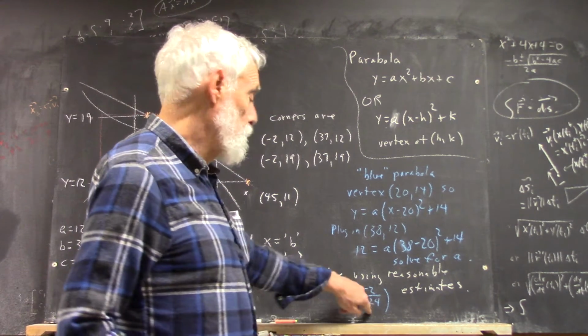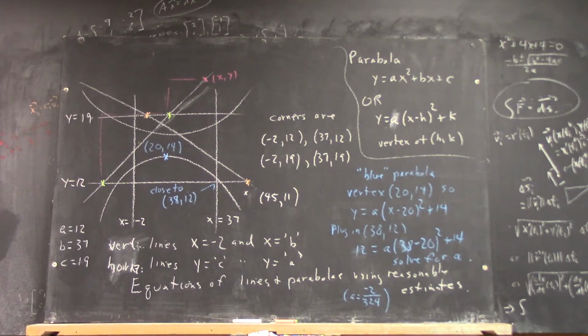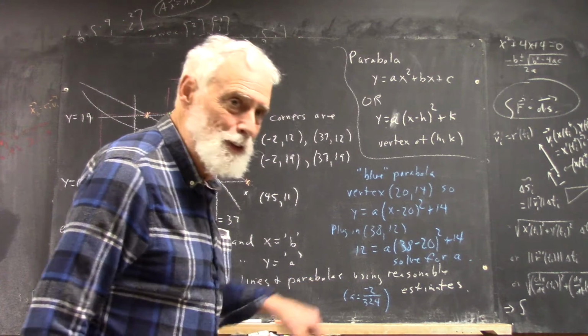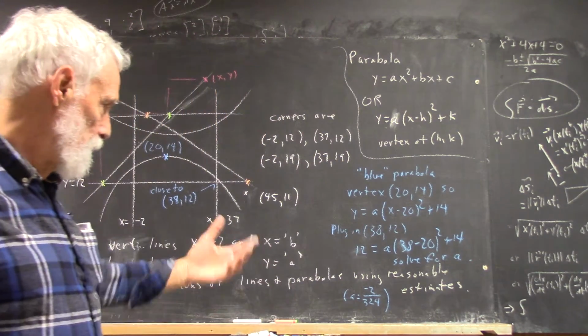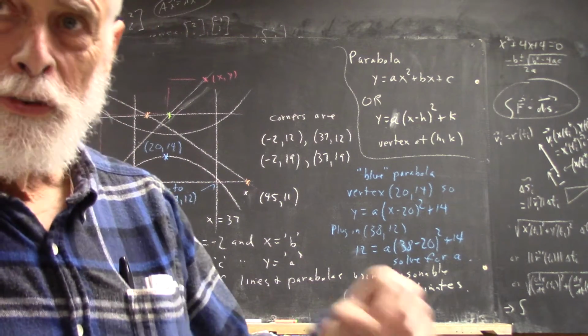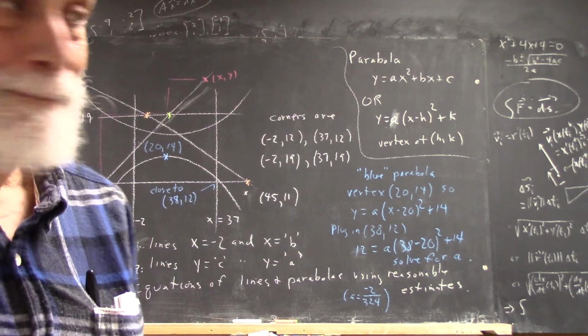Work it out. If I'm wrong, find somebody to complain to. Point it out to me, whatever. Okay? Of course, that reduces to negative 1 over 162, which would be like 0.006 something. Okay.